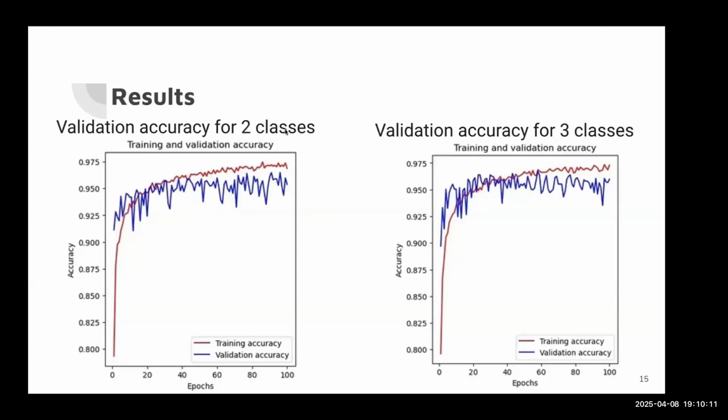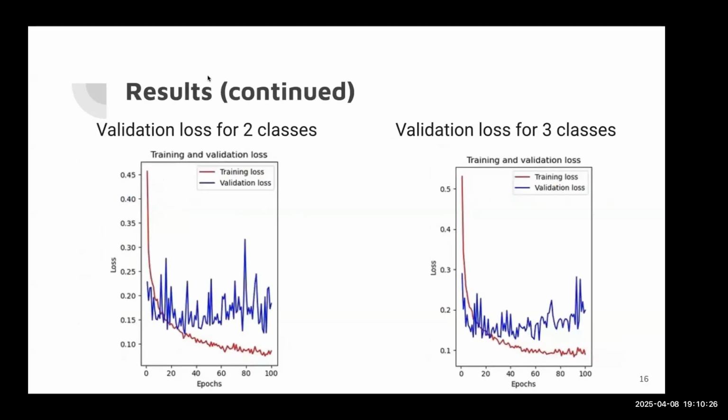So these are our results. For the validation accuracy, for 2 classes and for 3 classes, the graphs look very similar. Over time, the accuracy is increasing for the models. And for the validation loss for 2 classes and for 3 classes, they both also look very similar. They also are generalizing to unseen data better.